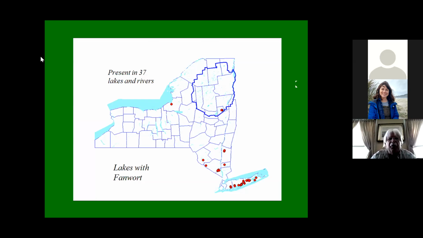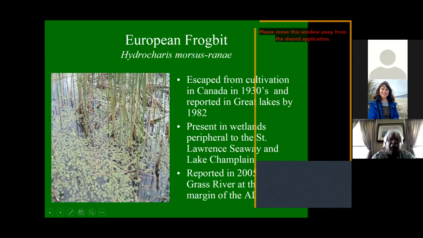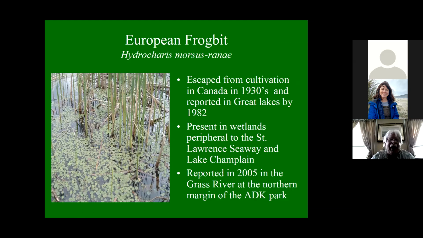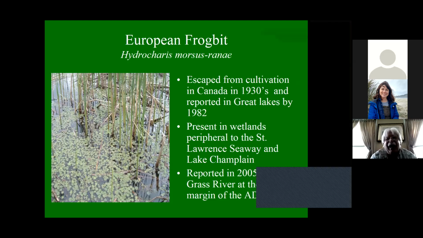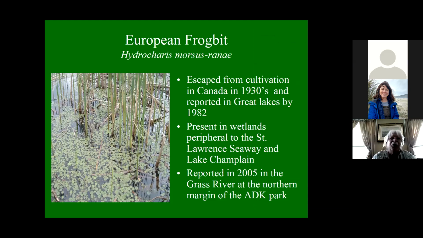Next one in the group is called European frogbit, but this one's a little different. It actually looks like a very, very small lily pad. The photo here is of the frogbit growing over in the Champlain Barge Canal in an area of cattails. This particular species actually escaped from cultivation in Canada in the 1930s. That's another common way for invasive species to be introduced regionally. The same is probably true of water chestnut.